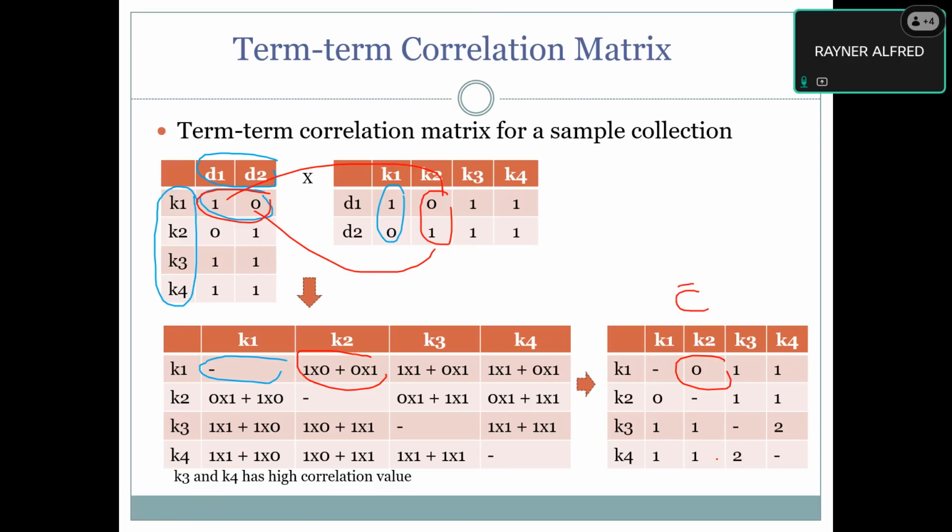Okay. So we look at the high numbers here. The high numbers here are this and this. So we are saying that keyword 3 has high correlation with keyword 4. That means every time keyword 3 exists in the document, keyword 4 also exists. So this is just a simple example of how to apply the term-term correlation.